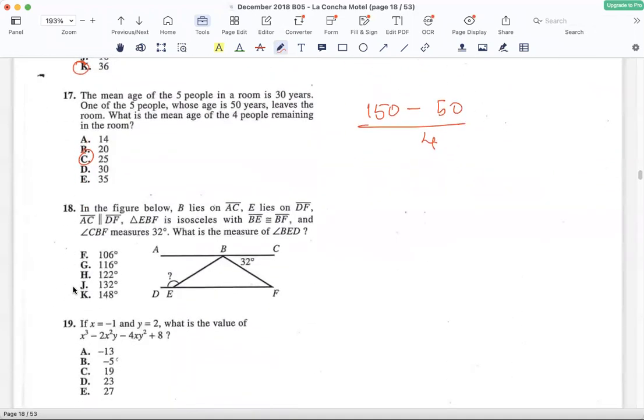In the figure below, B lies on AC, E lies on DF, and AC is parallel to DF. Triangle EBF is isosceles with BE equal to BF. These two are equal. And angle CBF measures 32. What is the measure of BED? Okay, so if this is 32, then this also is 32 because these two lines are parallel. And because these two sides are equal, this will also be 32, right? So this angle is 180 minus 32, which is 148.